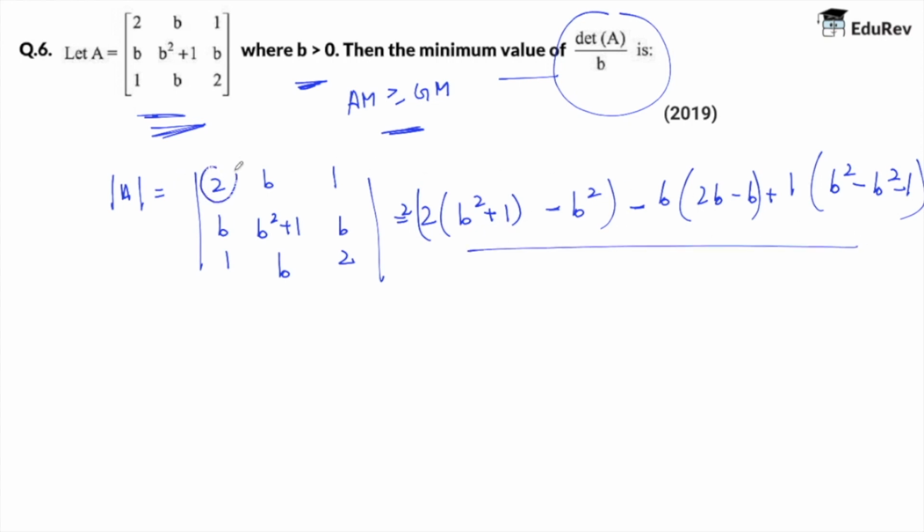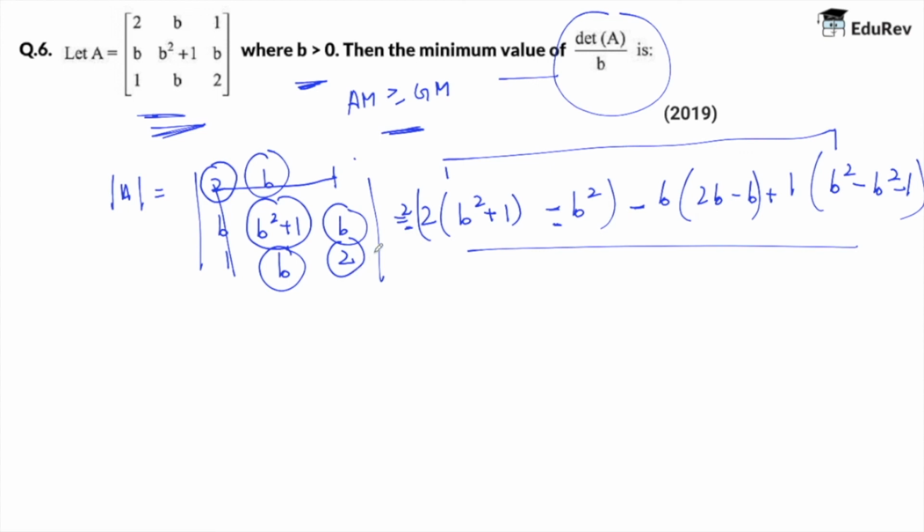What we need to do is write the 2 here, and then forgetting that this row and this column exist, we need to multiply this by this and then subtract and then multiply this by this. And then we need to do exactly the same thing for b and for 1. And because of that property, we find out what this is. So when I solve it, it will be 2b square plus 4 minus b square minus 1, that is b square plus 3.